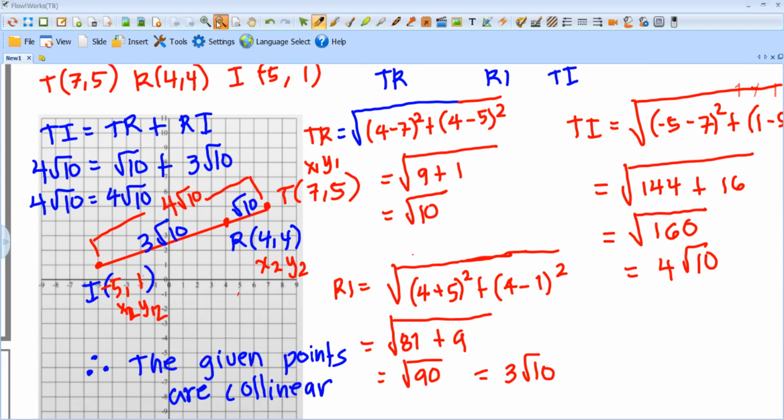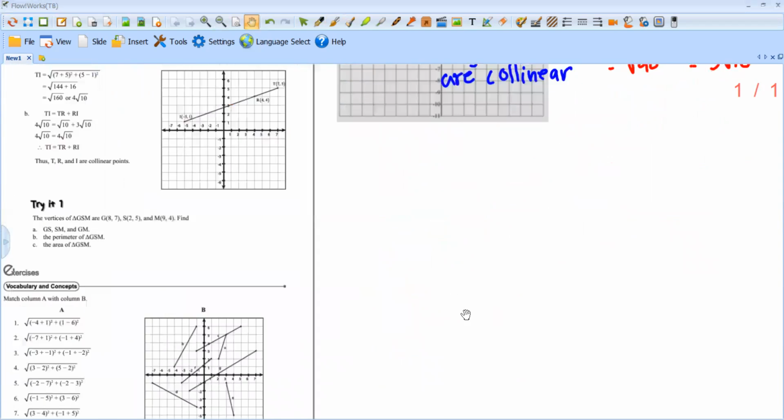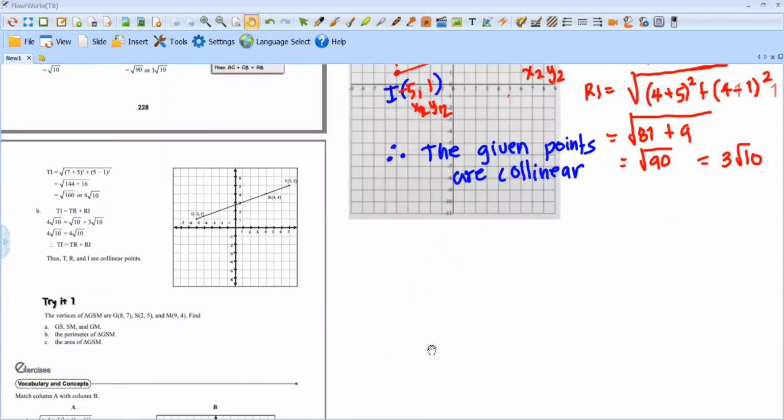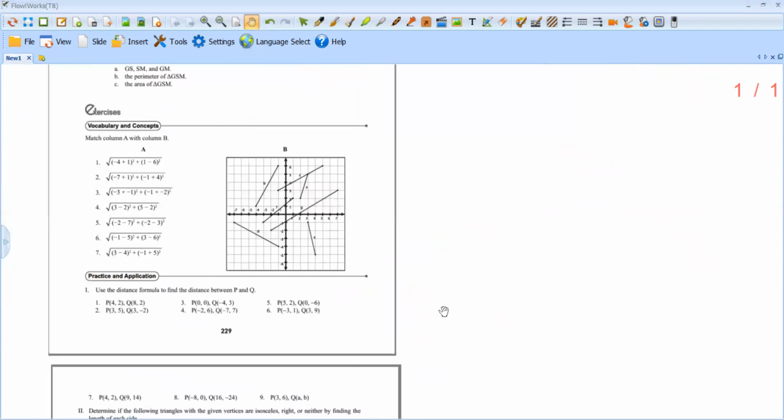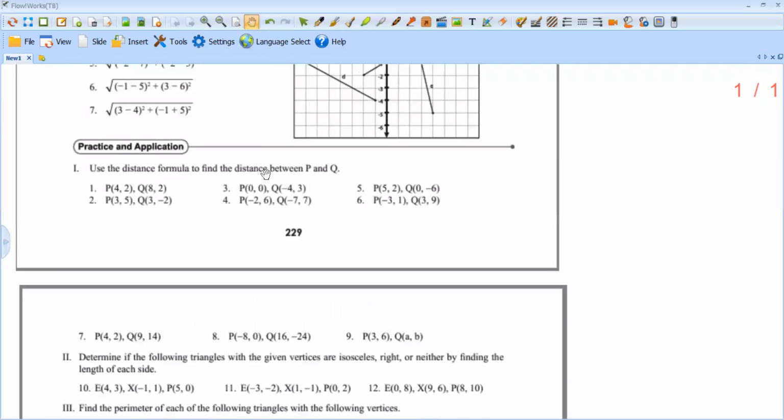Did you get it? Any question for this example? Do you have any question about this? No more questions?